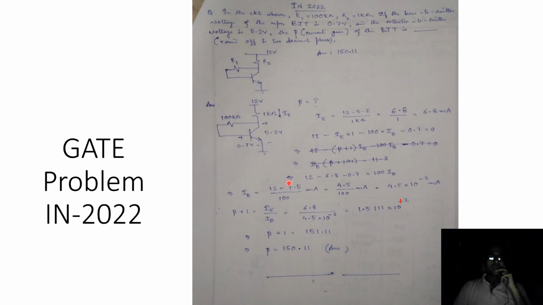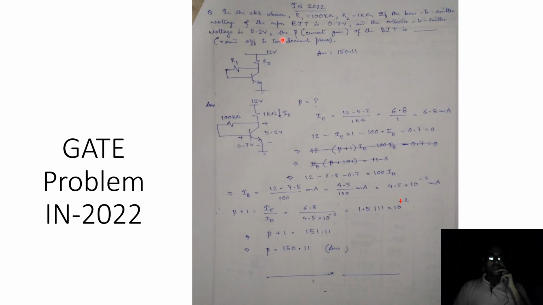So going forward, we can write 12 minus 6.8 minus 0.7 equals 100 times IB, where IB is represented in milliamperes if we consider this resistance to be in kilo ohms. Therefore, solving for IB, we obtain IB equal to (12 minus 7.5) divided by 100 milliamperes, and this is equal to 4.5 times 10 to the power minus 2 milliamperes.